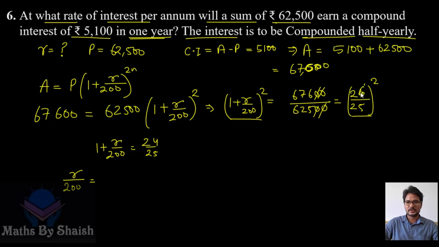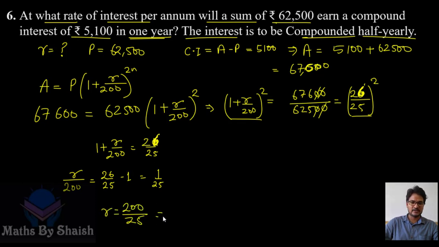Sorry, it is 26 squared. So r over 200 is going to be 26 upon 25 minus 1, that is 26 minus 25 is 1 over 25, and that means R equals 200 over 25, that is 8%. So the rate of interest is 8%.